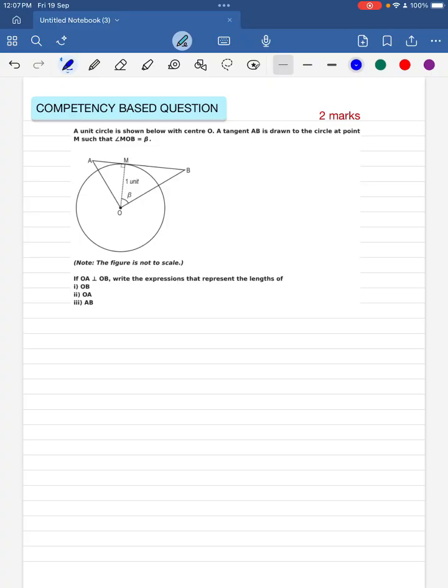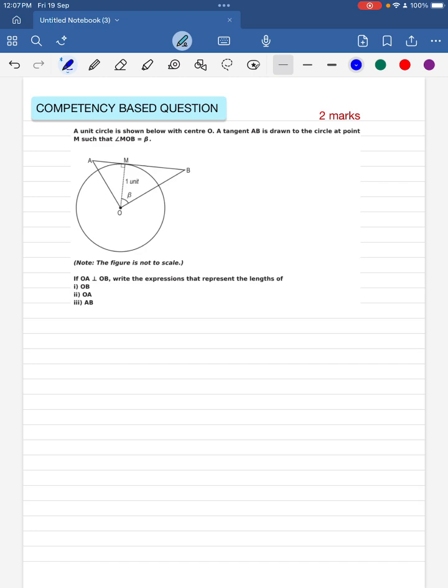In this video, I'll be doing a competency-based question for 2 marks. Let's look at the question. A unit circle is shown below with center O. A tangent AB is drawn to the circle at point M such that angle MOB is equal to beta. If OA and OB are perpendicular to each other, write the expressions that represent the lengths of OB, OA and AB.